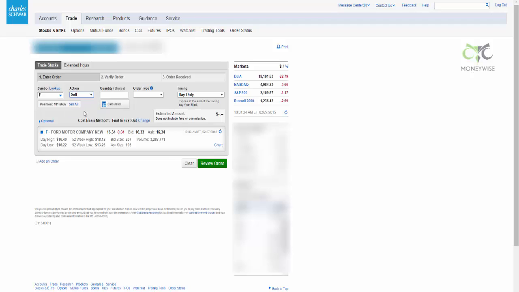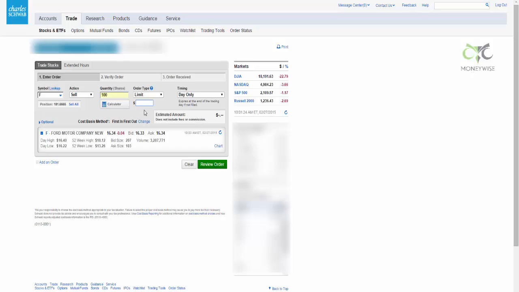So now that we've confirmed the stock that we're selling and that we have entered a sell order, it's now time to enter the number of shares that we want to sell. Let's sell 100 shares. Next, we have to specify how we want to sell. There are a number of different ways to sell. We're only going to cover the two most popular, market and limit orders. A market order is used when you want to sell at the current market price, whereas a limit order is used when you want to sell at a specific price.